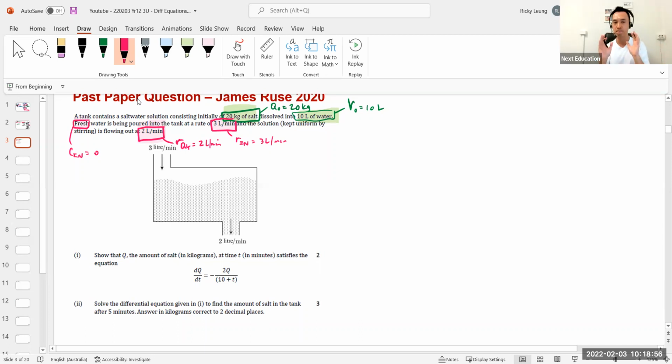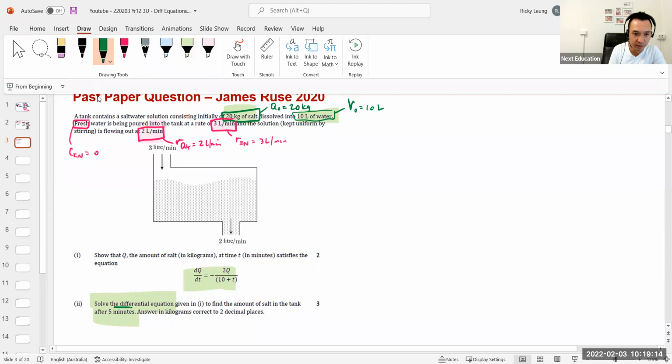Oh, sorry, like given inputs. Yeah. All right, let's see. Question: show that Q satisfies that, and then solve, right? And not only solve in one given after 5 minutes. Here you go. This one here, solve and then find. It's a 2-parter, which is why it's 3 marks.